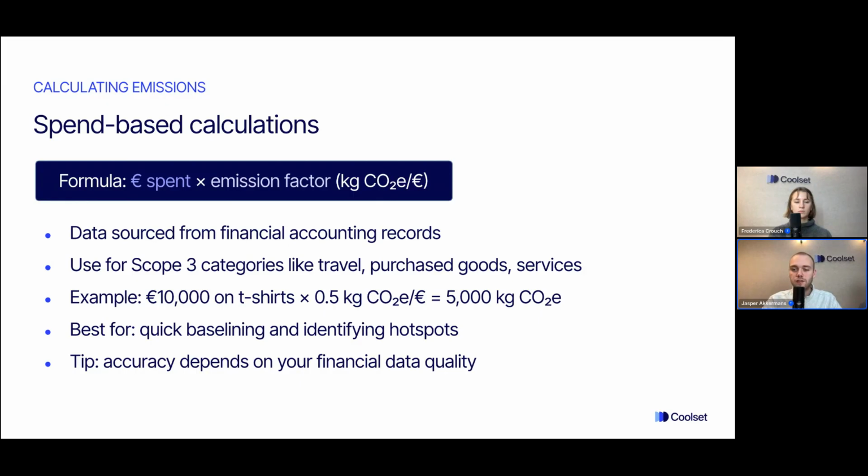Yeah, that's essentially how simple it is, or how simple it can be. Of course, you do have to also find the emission factor, which can, I think, be the hardest part here. But that's pretty straightforward. Then good to know that it's best for quick baselining, identifying hotspots. So it's a really good starting point. And the tip here is that accuracy depends on your financial data quality. So if you have very high level data quality, or for example, you don't have any descriptions, or the ledgers are really, really badly described, then that will also kind of set the tone for the output of your emission calculations.